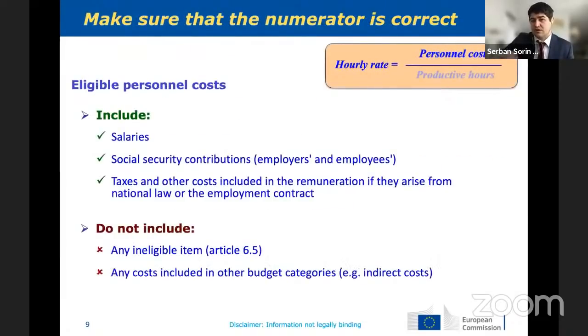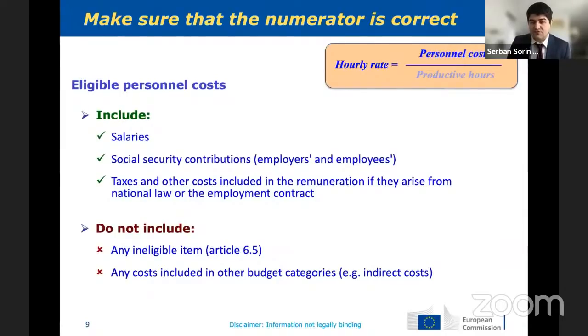Now, the numerator, I was saying the upper part of the equation to calculate the hourly rate. The errors or the advice that we can give for this part, for it to be correctly calculated. So the eligible personnel cost should include the salaries, the social security contributions, employers and employees, both. So employees' social security is already included in the gross salary, so it shouldn't be added again. And the taxes and other costs included in the remuneration if they arise from national law or the employment contract.